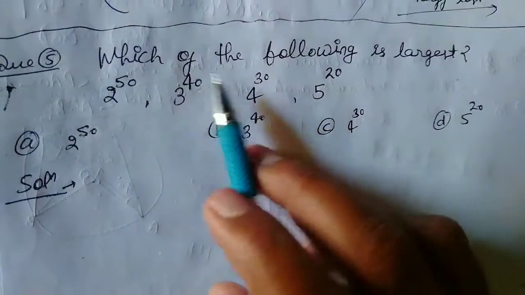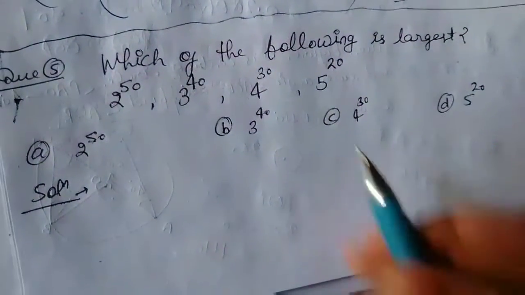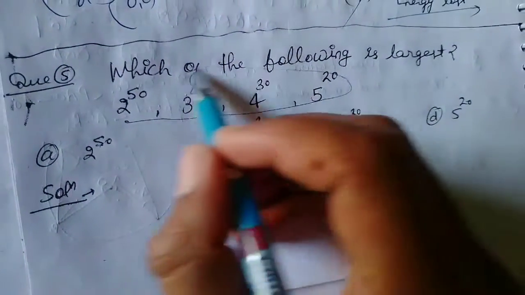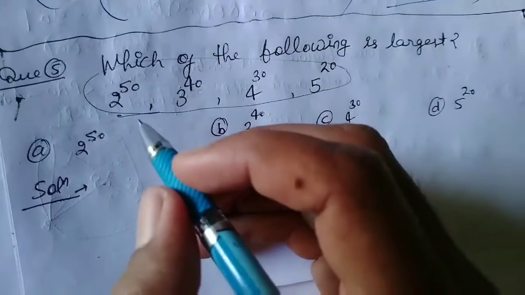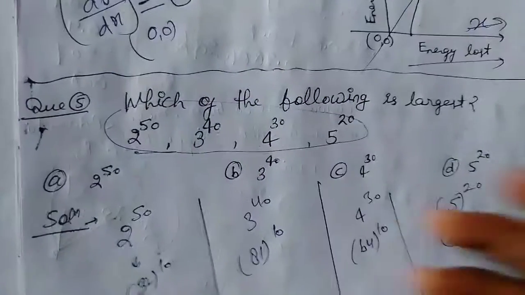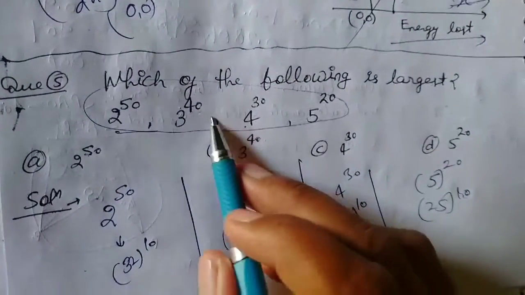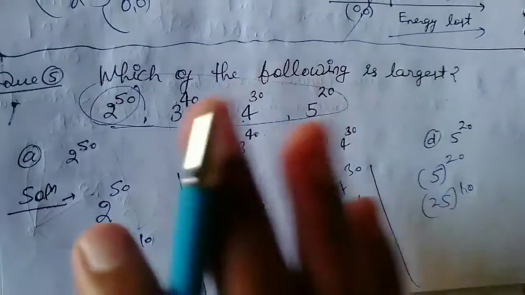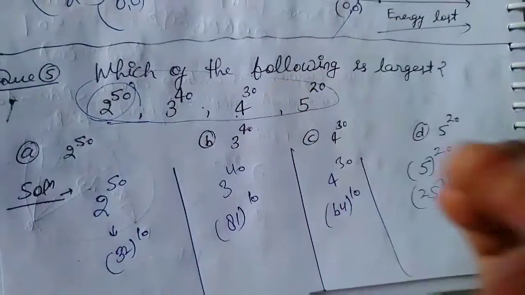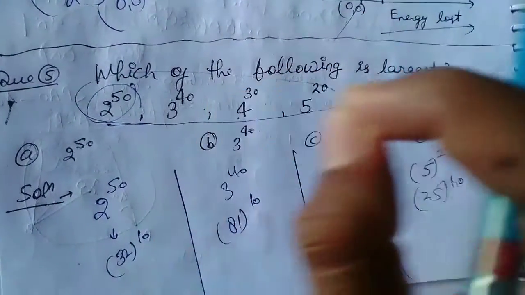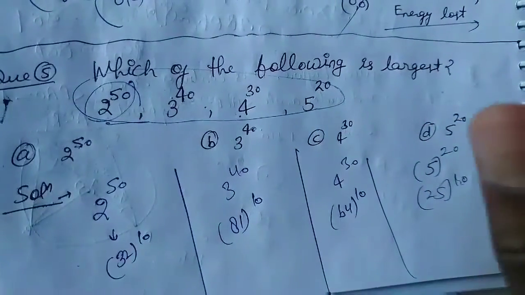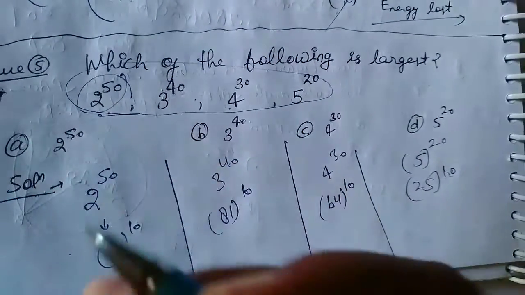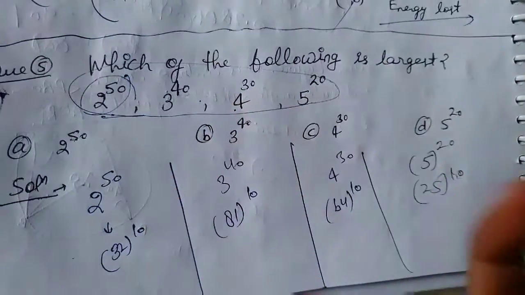Now come to the next question. Which of the following is the largest? In this question I have to check these 4 numbers, and find which of these 4 is the largest. So I will check one by one. First of all I will take 2 to the power 50, and in this question I will make the powers of all these terms the same. By comparing the bases of these terms we can easily calculate which is the highest one.